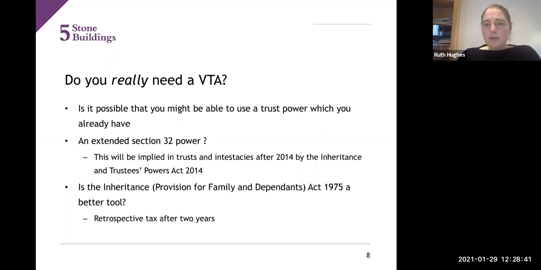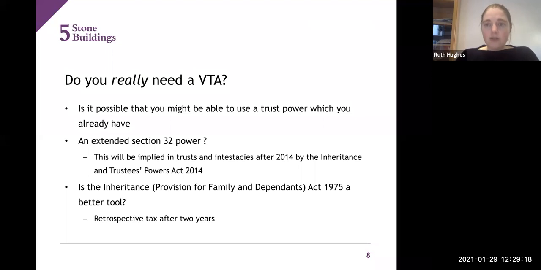So I'm now going to talk about whether or not you really need a variation at all. It may be that you have a trust power that you can use to change the trusts of the instrument. In particular, do you have an extended section 32 power to allow you to advance for the benefit of the capital beneficiaries? I've certainly had Variation of Trusts Act applications suggested to me, which can be dealt with a great deal more simply, at less cost and more quickly, by using that section 32 power to advance.